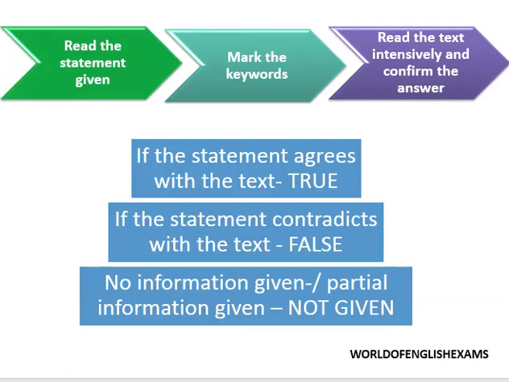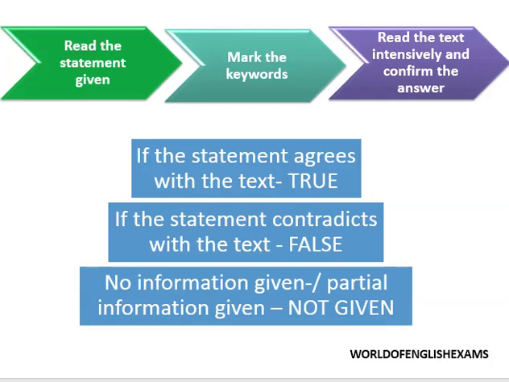So without any delay, we shall start with the strategic process to answer this. Now again, just like matching the information to the paragraph, even for true, false, not given also, the strategy is quite direct and simple. It is a three-step process. First one, read the statement given. Now when we were answering matching question types, I told you to read all the statements at once, but that is not mandatory for true, false. All you need to do is read one statement, go back to the text, read it, and then confirm the answer. That's it. Very simple.